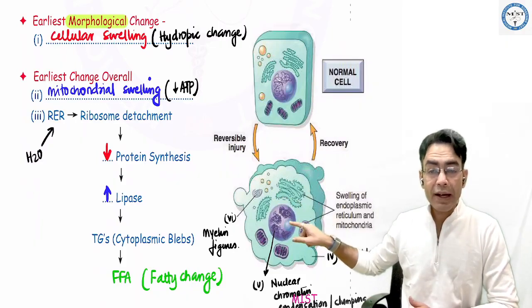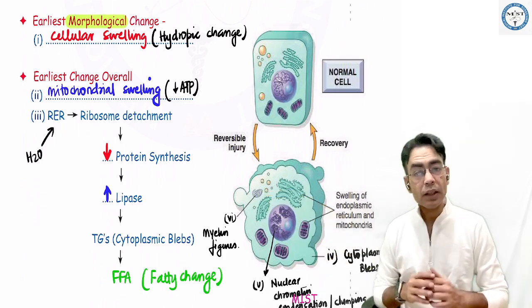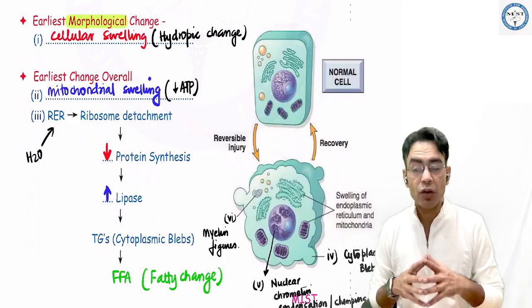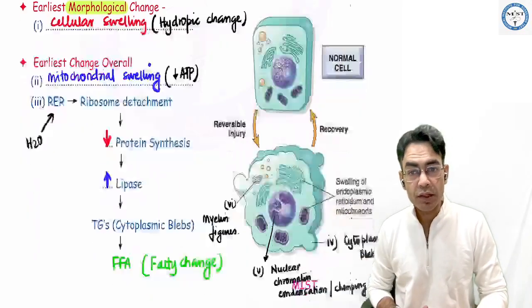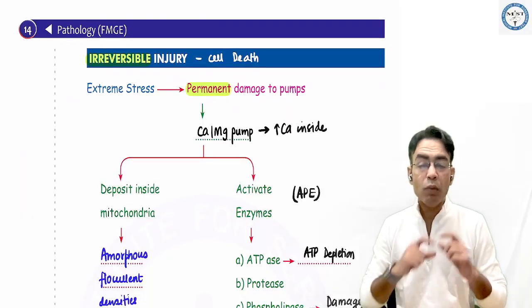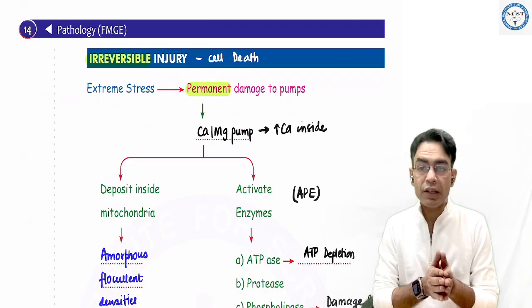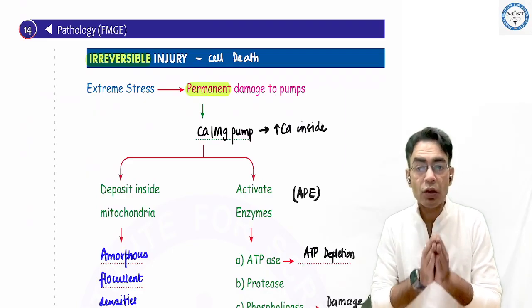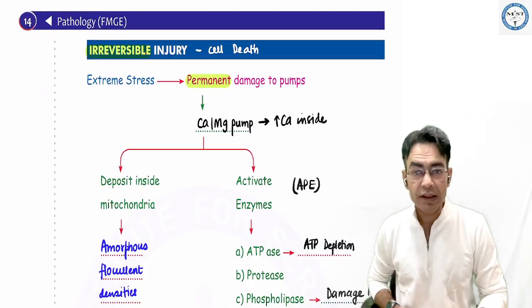Then there would be chromatin changes, chromatin condensation, and there will be presence of these myelin figures. So these myelin figures are the breakdown products of the phospholipid membranes. So these are the changes which you see in reversible injury. In an irreversible injury, it is calcium which is responsible. More calcium goes inside the mitochondria and causes deposition inside the mitochondria, leading to formation of amorphous flocculent densities. This was the question which was asked in a recent exam.